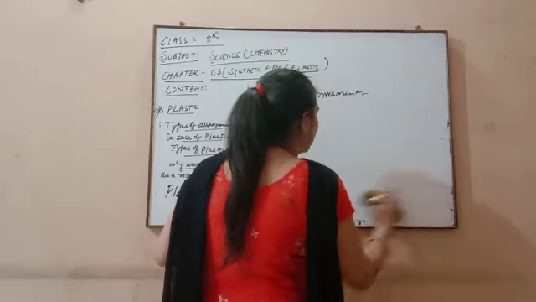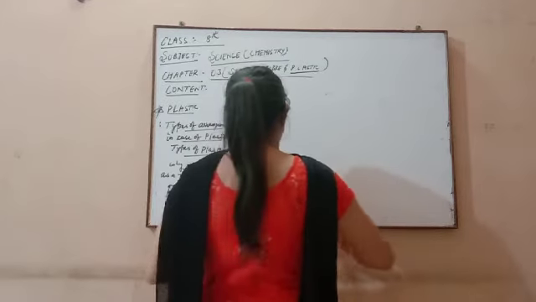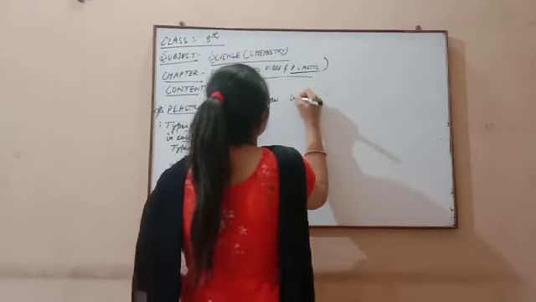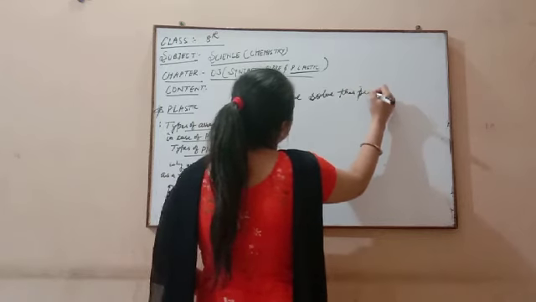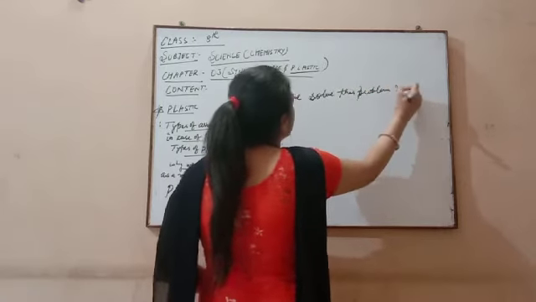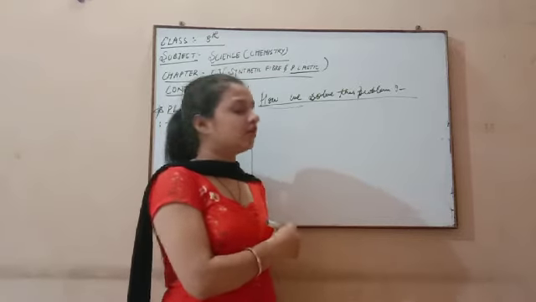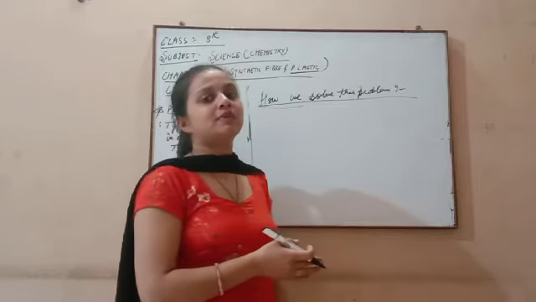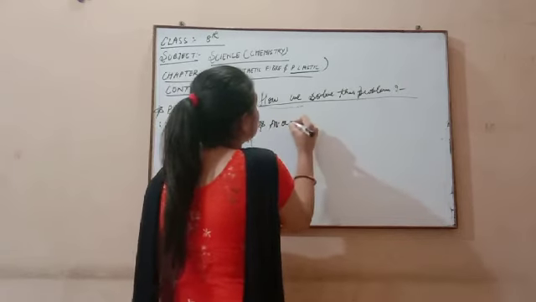Now the main point is clear: how do we solve this problem? That means how do we control the use of plastic in our daily life, whether in a high amount or a low amount? The first one here is to avoid the use of plastic.